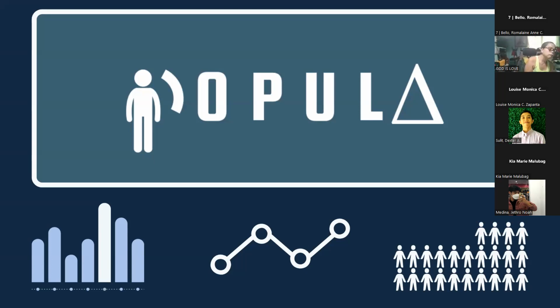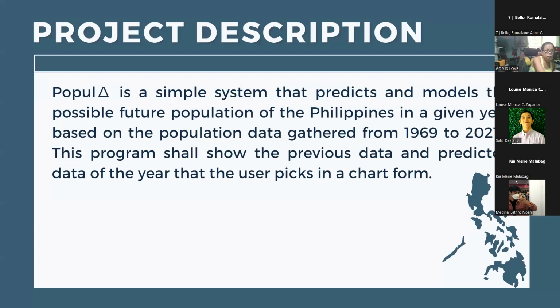For the next slide, Mr. Paulo de la Cruz will report on the project description and scope. Popula is a simple system that predicts and models the possible future population of the Philippines in a given year. Based on the population data gathered from 1969 to 2021, this program shall show the previous data and predicted data of the year that the user picks in a chart form. Next.